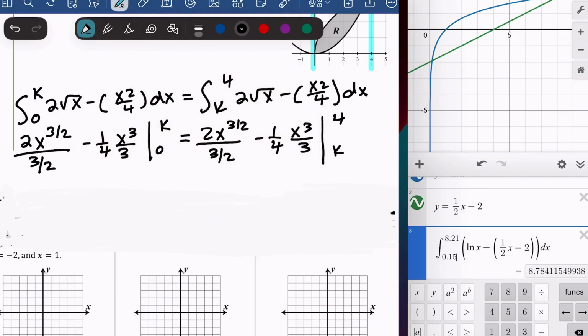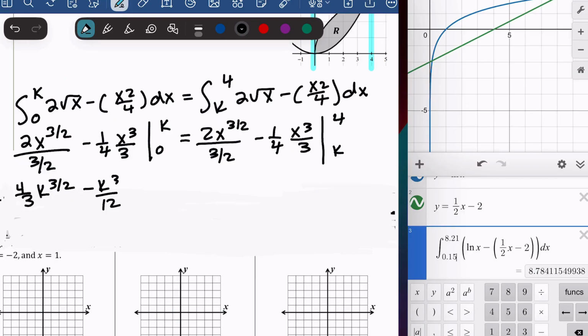So then for each of these, to solve those certain ones, I would plug in k, and then I would plug in 0. But I really don't need to show when I plug in 0, because what's going to happen? It's going to end up being minus 0. So I'm just going to plug in k. I'm going to take that 3/2 and do the reciprocal and multiply by the 2 in the front. So this is 4/3 k to the 3/2 minus k cubed over 12. 4 times 3, got that 12 on the bottom.